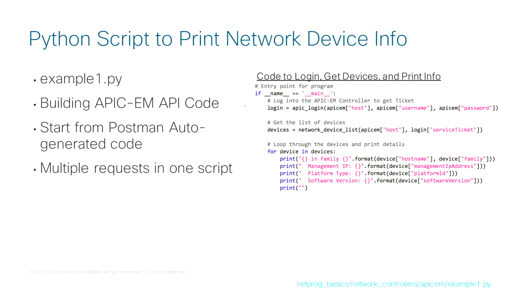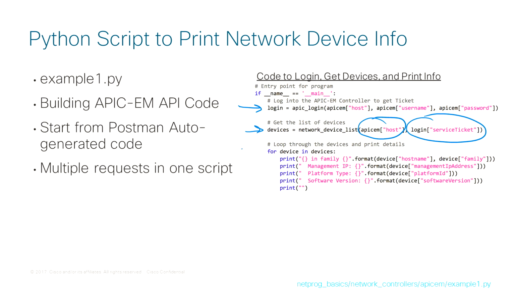So we start out by logging into our APIC-EM. We'll then go ahead and get the device list by leveraging the network device list function that we created. And we can see where we're grabbing the APIC-EM host, which is the host name for our APIC-EM controller that was stored in our dictionary in our Python script. And then we're passing in the value of the service ticket that was retrieved by the login request. Now, that provides us back the list of all of the devices that are available in APIC-EM.